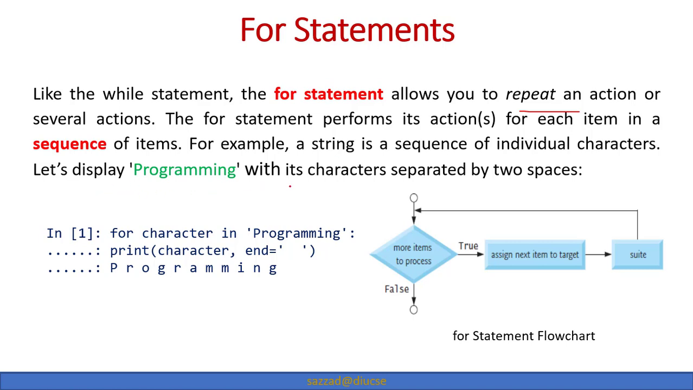Let's display the word programming with its characters separated by 2 spaces. First of all, we take the value as a string, programming, and then we try to print the value. In that case we can use the variable name, then a comma, and the keyword in, so for character in the string, and then between the quotation marks we put 2 spaces, so that we can print the output with 2 spaces between all the characters. As we can see, when we do that, we get the output of programming with 2 spaces between all the characters. So that's how the for statement works.